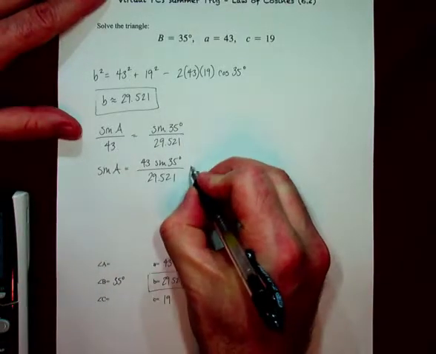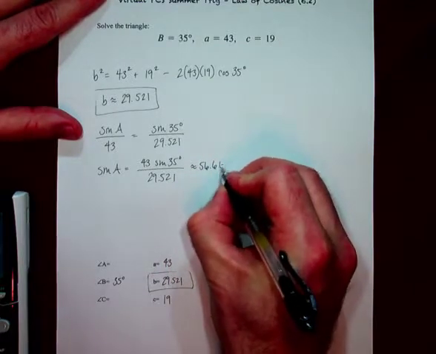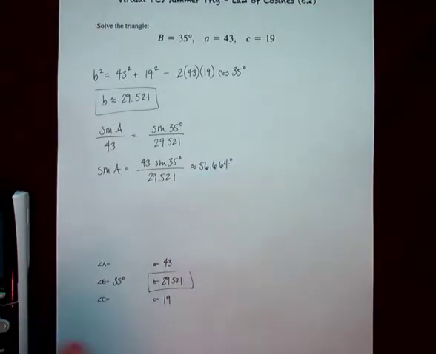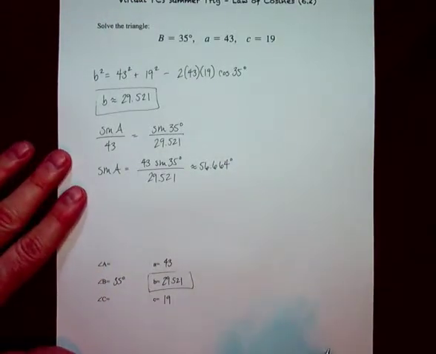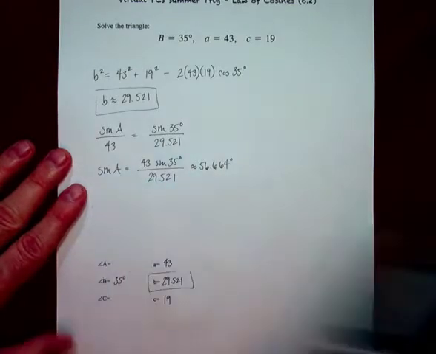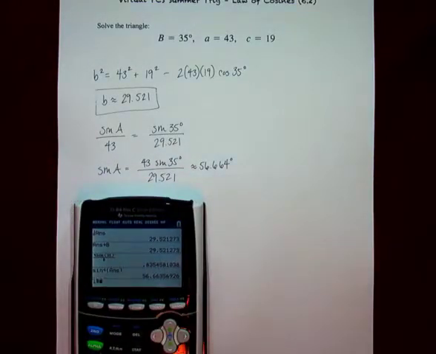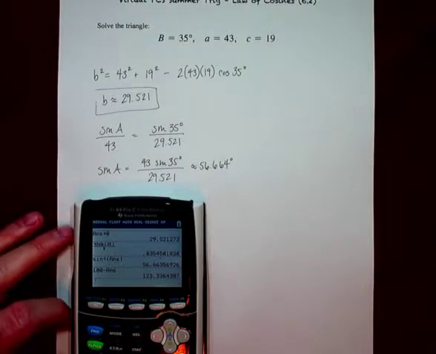Okay, 56.664. I thought we said it was going to be obtuse. Well, here's the thing. You're dealing with sine. And sine can be that, or it can be 123. Now the question is, which one is it?